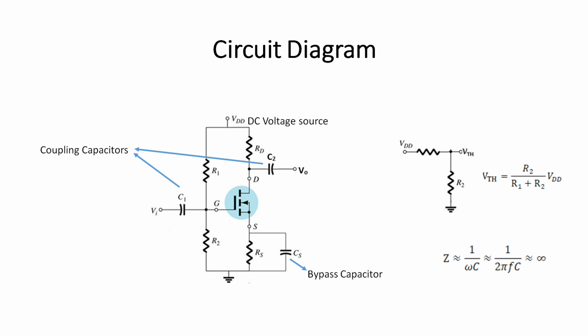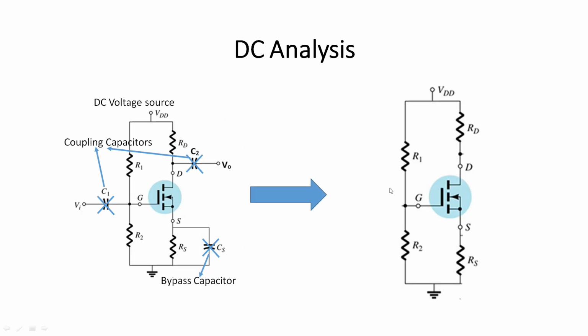Now to study the DC analysis, let's find out the impedance of these coupling capacitors and the bypass capacitor. Capacitor impedance Z equals 1 by omega C, equivalent to 1 by 2 pi fC, where omega equals 2 pi f. For DC, frequency is 0, so impedance is infinite. As the impedance of these capacitors is infinite, we can open them and make a simplified circuit like this, where all the coupling and bypass capacitors are removed.